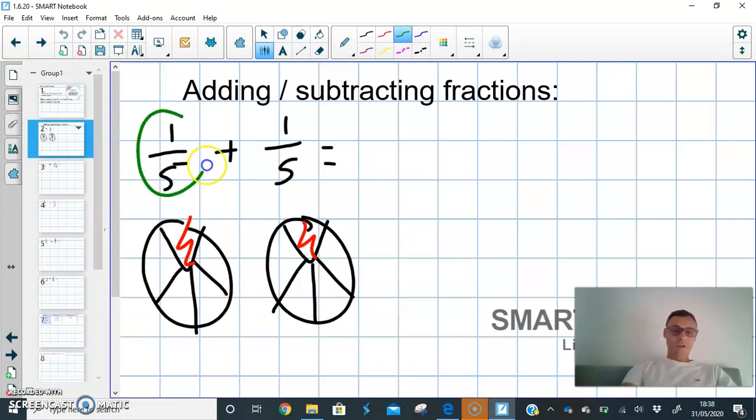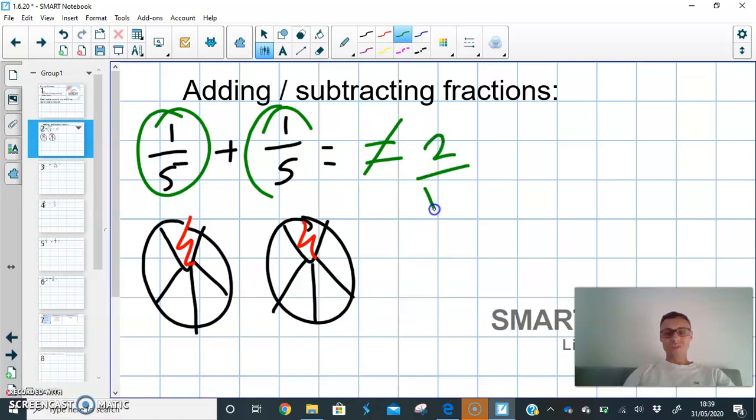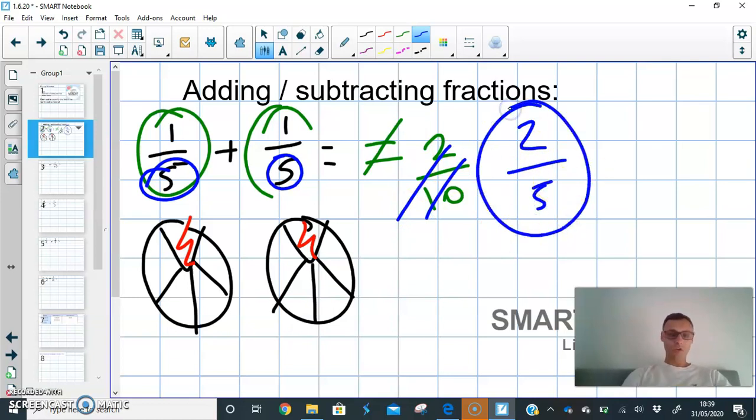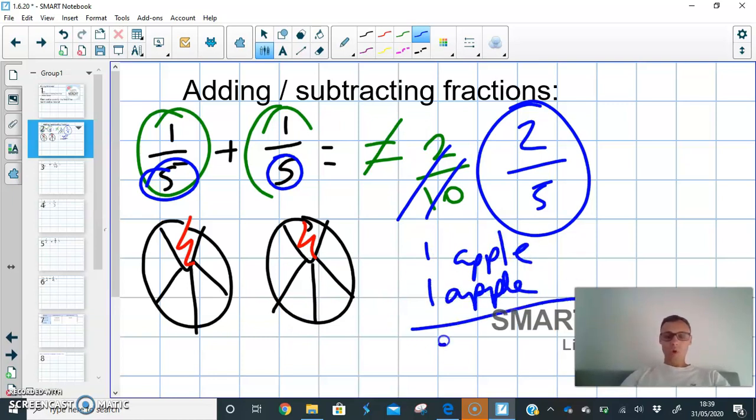Please remember that 1/5 add 1/5 does not equal 2 tenths. Remember, once those denominators, the bottom numbers, are the same, you don't add or subtract them, whatever the operation is. So it would become 2/5 as your final answer, because one apple, if we add another apple, like column addition here, we would say is 2 apples. We wouldn't put the 2 on the end of the apples. So 1/5 add 1/5 is just 2/5.